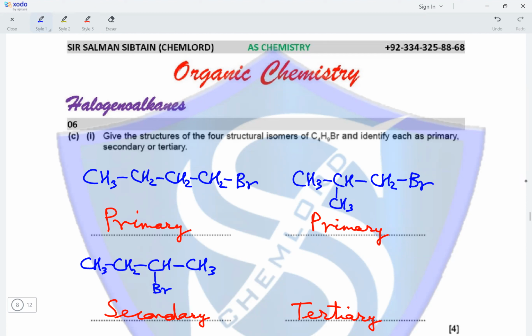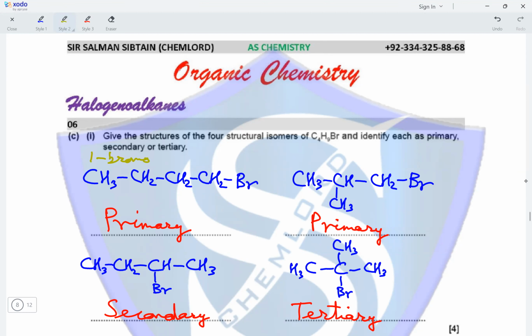And as for the tertiary halide, the carbon atom to which the Br atom is attached should be attached to three R groups, making it a tertiary halide. So these three R groups would be CH3 because the molecular formula only contains four carbon atoms in total. So these are the two primary, a secondary and a tertiary halide that can form, that have the molecular formula C4H9Br.